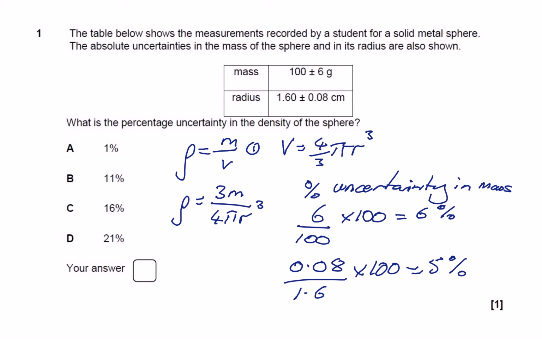Now, what we need to do is work out what is the total percentage uncertainty. And obviously what a lot of people did is they went, well, we've got 6% here in the mass, we've got 5% in the radius, so we add those together and that would give us 11%. That is not the correct answer, because of course what we're doing here is we're cubing the radius, so that means that our percentage uncertainty is being fed into the equation 3 times.